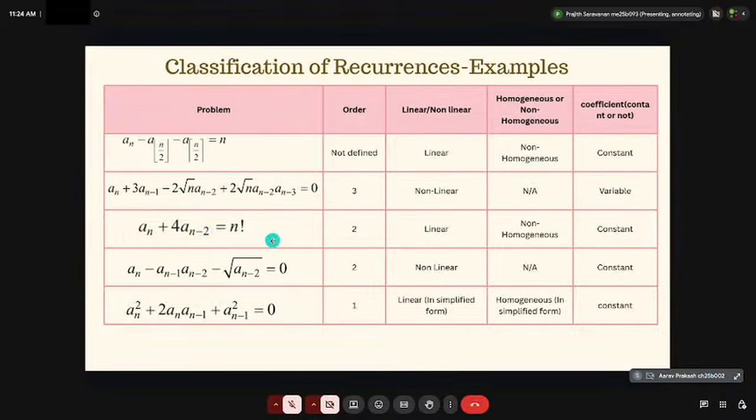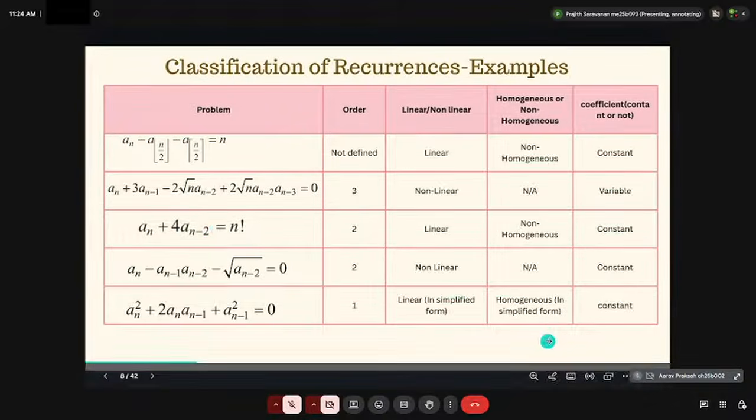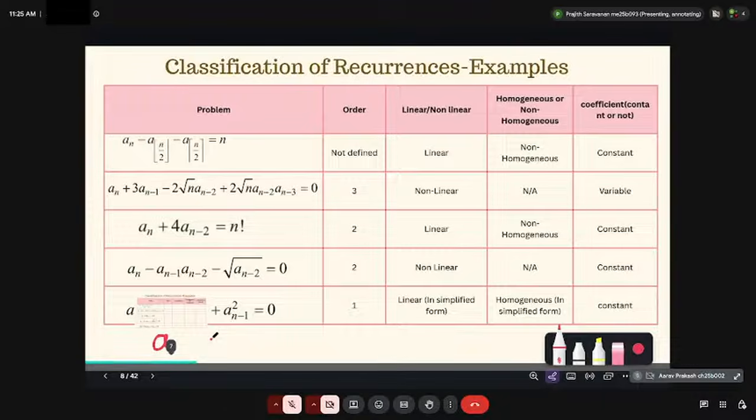You can go through all the other examples as well. Here are the answers. The last example is especially important. You can actually solve this example. You can actually simplify this one. If you write a_n plus a_{n-1} whole squared and simplify it, you will simply get a_n plus a_{n-1} equal to 0. That's what you will get over here.